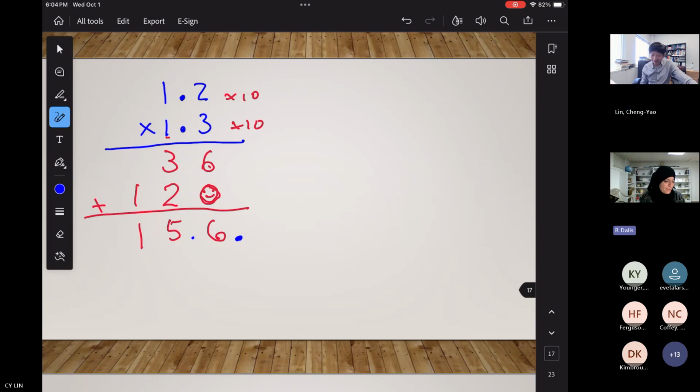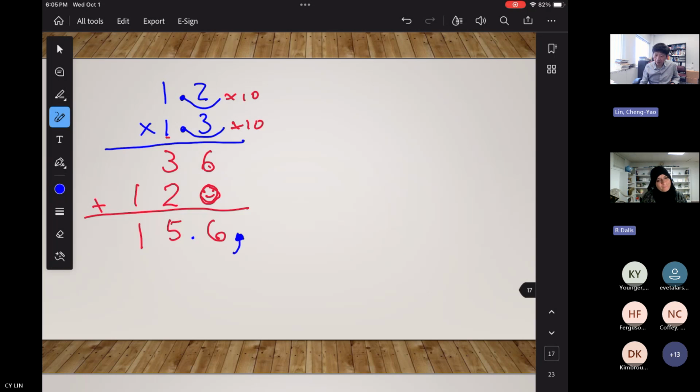Then we have to count the decimal point back, right? Because we move 1 and 2, so therefore we're going to move back for how many? 2. We have to move back, right? For how many? 2, right? To the left or to the right? Left. You're going to go left.